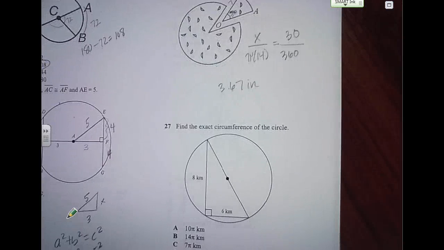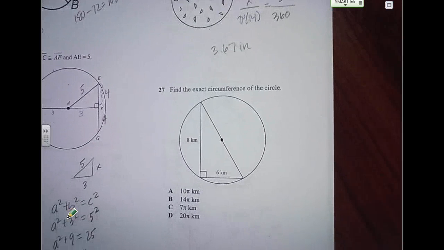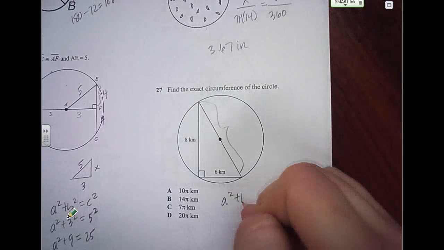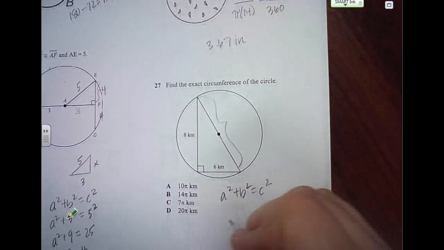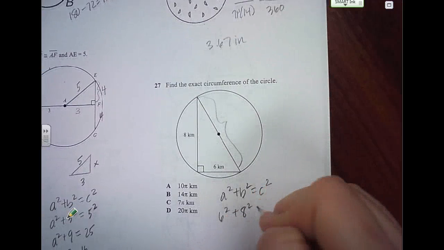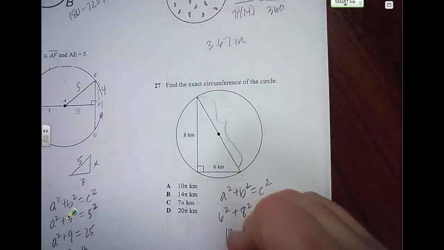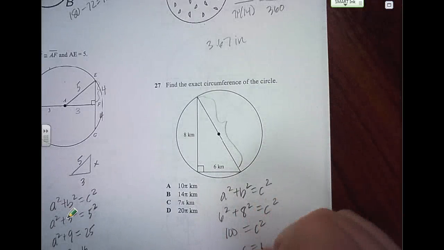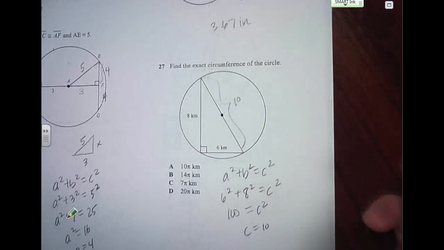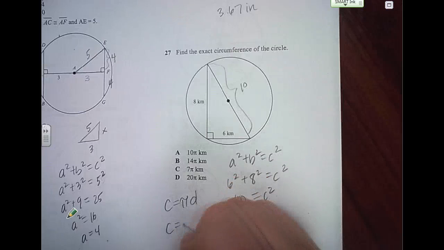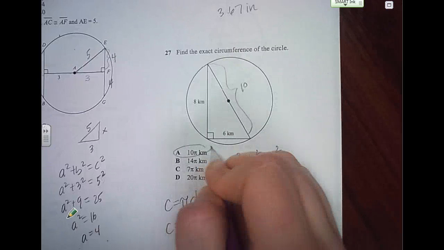And the last one, find the exact circumference of the circle. So let's use the Pythagorean Theorem first to find the diameter. So a squared plus b squared equals c squared. 6 squared plus 8 squared equals c squared. And I got 100, which means c is 10. So exact circumference, if circumference equals pi times d, then I get 10 pi.